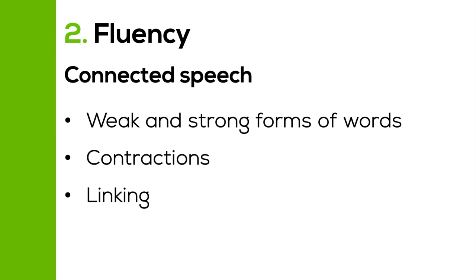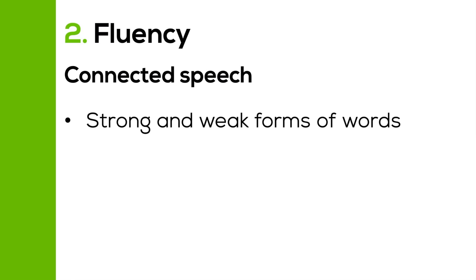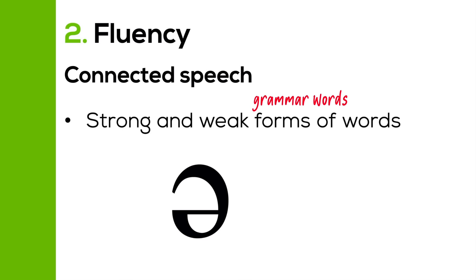So the three aspects I want to look at are weak and strong forms of words, contractions, and linking. I think these three are essential for getting a good score on this question type. Okay, so let's start with strong and weak forms. The strong form of a word is just what we discussed earlier with sentence stress. The content words get strong forms. They are stressed. But a lot of words take the weak form. When words take the weak form, they use this sound here. And usually it's the function, the grammar words, that take this weak form.